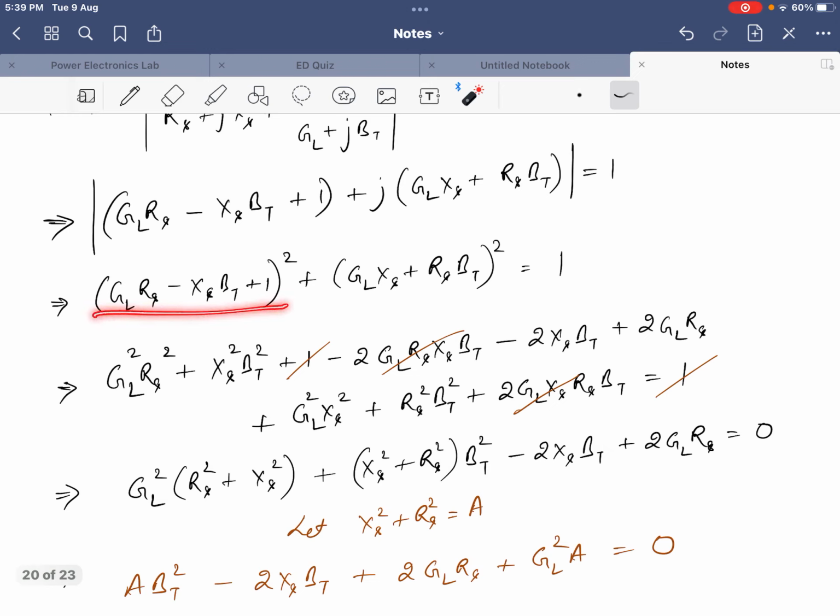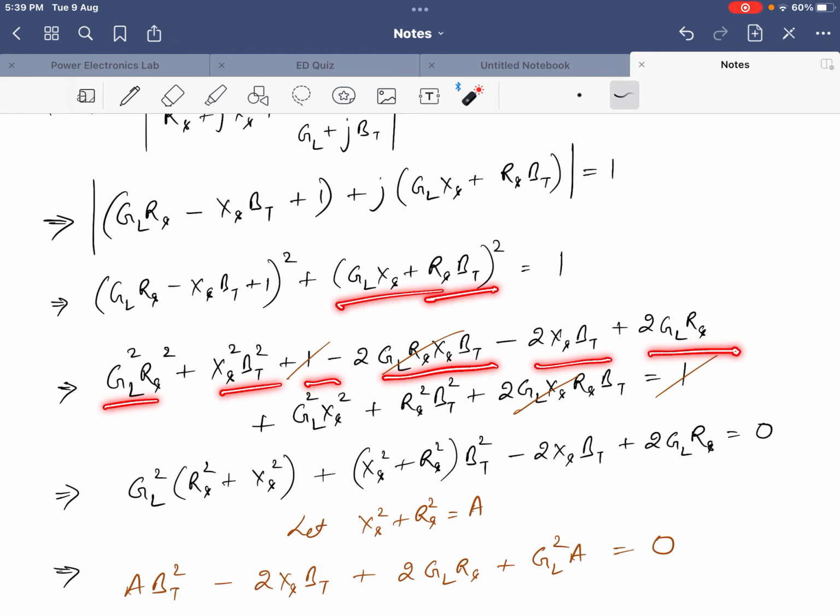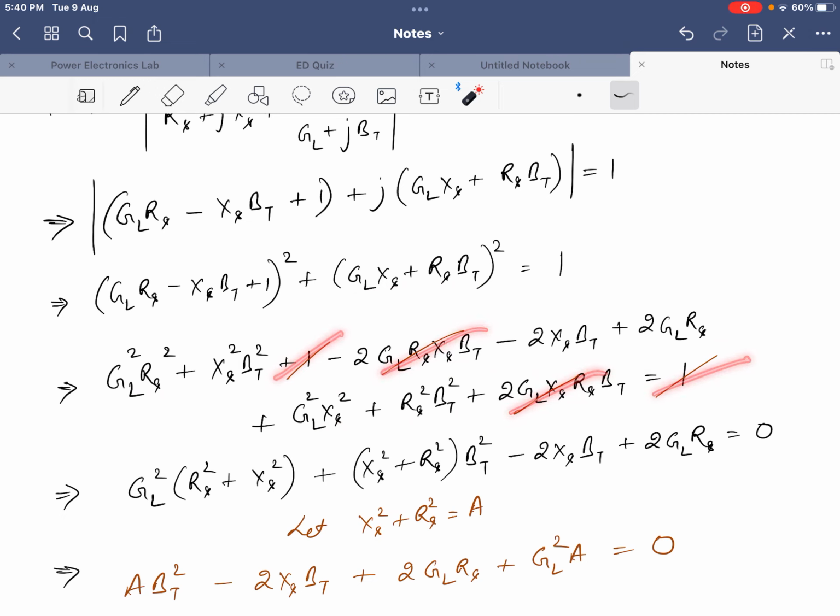This is a 3-term square, then you have a 2-term square. The 3-term square is three terms squared, plus 2ab, 2bc, 2ca. Here the 2-term square gives 1, 2, 3 terms over here. The good thing is that a lot of things cancel each other here. 1 and 1, this also cancel each other, and what we get is a second order equation where the variable is BT.